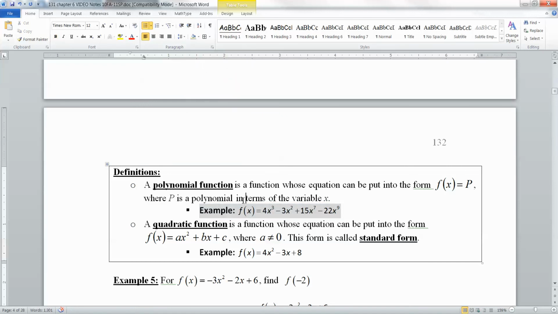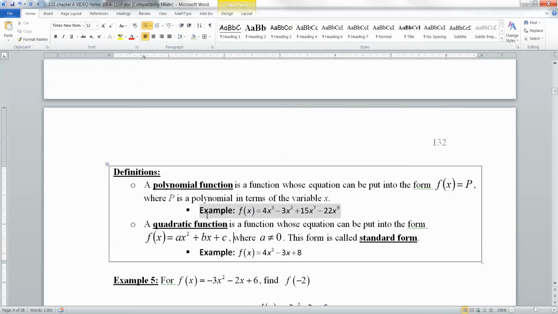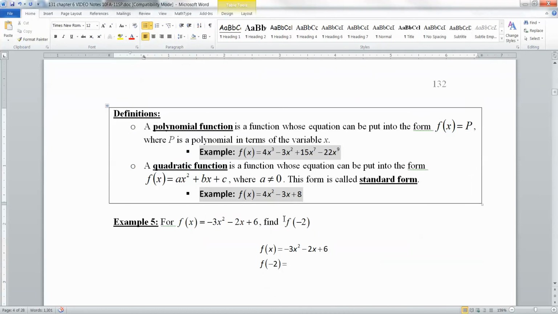So I made up one here. f of x equals this big ugly mess, right? That's in terms of variable x because the only variable in here is x. So it's a function of x because that's the variable you've got. Functions that have more than one variable we won't deal with that much in this course, but you would deal with them in pre-calc. All right, then a quadratic one is a special polynomial function.